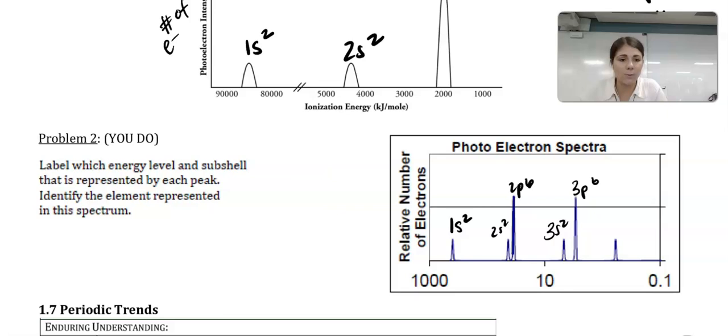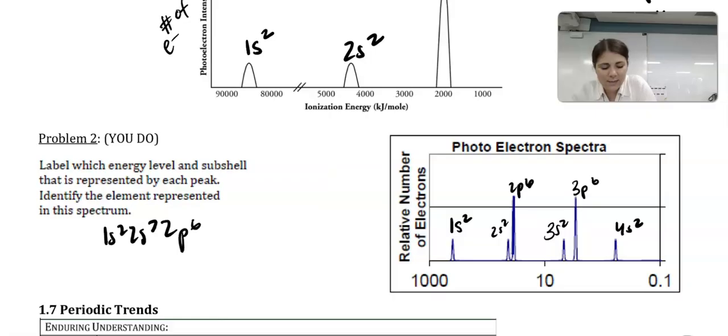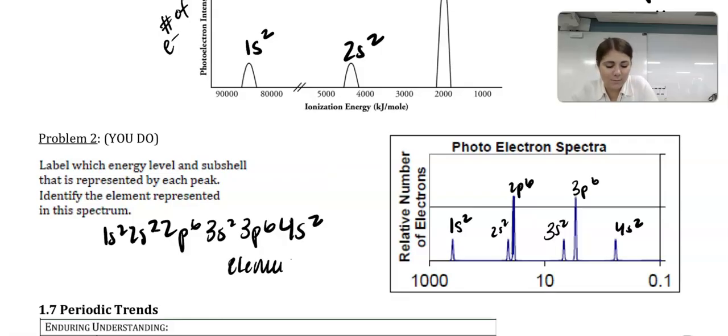Lastly, I see one little peak by itself, and it looks like the same height as the 1s, the 2s, and the 3s. So I'm going to assume that this is the 4s2. Putting this all together, I get that my electron configuration for this PES graph is this, and this corresponds to the element calcium. And again, this is just going to be neutral elements, corresponding electron configuration to its position on the periodic table.